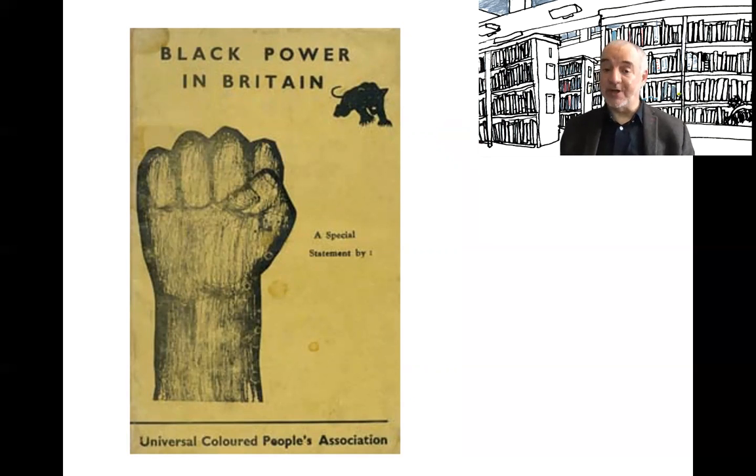The number of people arriving rose very quickly. In 1955, 28,000 migrants came, and by 1960, 50,000, and the following year, 66,000. Now, it had already started going down when the Commonwealth Immigrants Act was passed in 1962, but we will talk about that a little bit later.